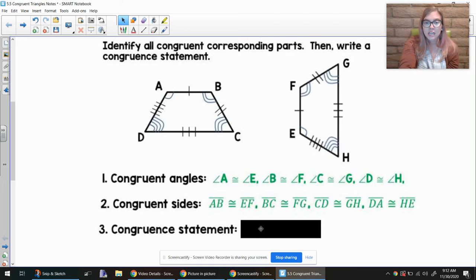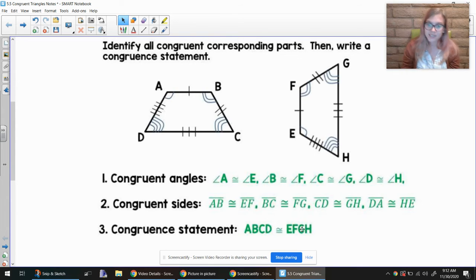So here, polygon ABCD is congruent to polygon EFGH. Notice that A matches with E, B matches with F, C matches with G, and D matches with H. That's important. We want to make sure that all of the corresponding parts are in the same place in our congruent statement.